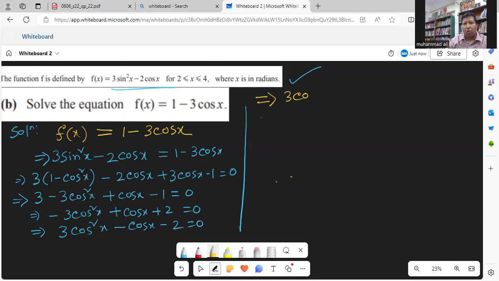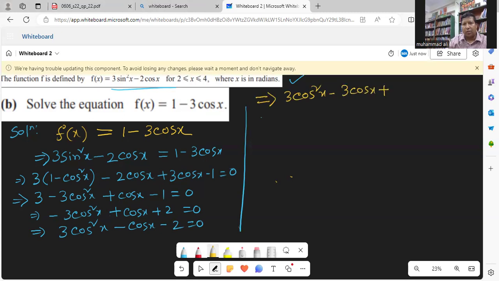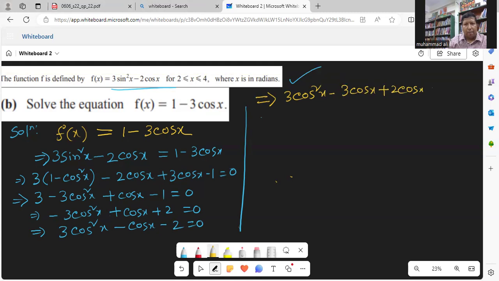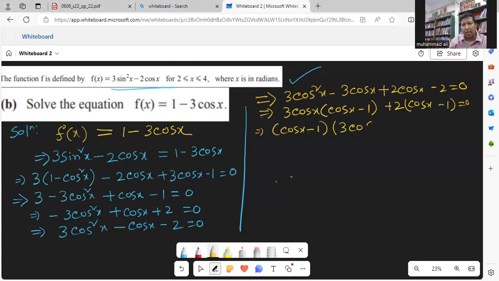So 3 cos² x − 3 cos x + 2 cos x − 2 = 0. Take 3 cos x common, it will be cos x − 1. Take 2 common, cos x − 1 = 0. So (cos x − 1)(3 cos x + 2) = 0. Therefore, cos x − 1 = 0.